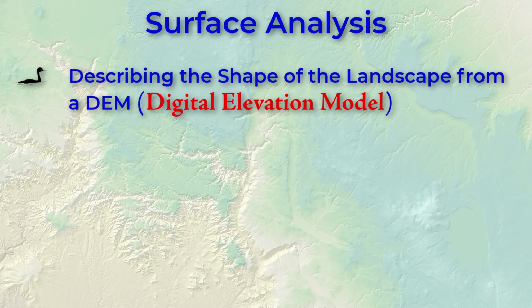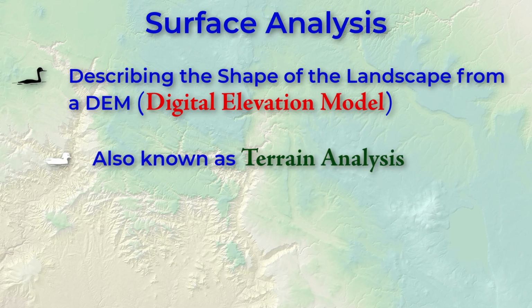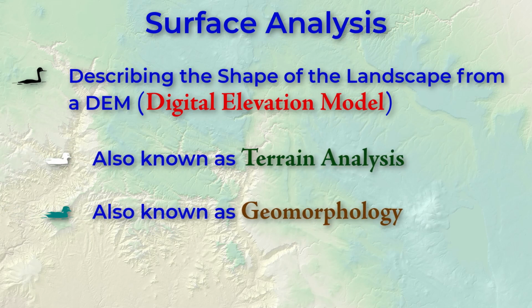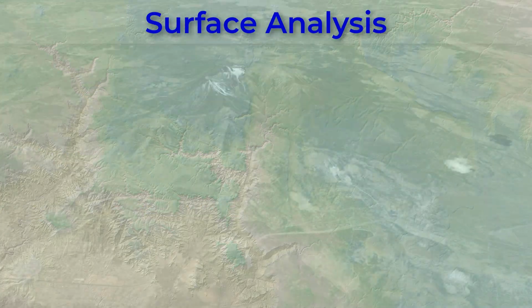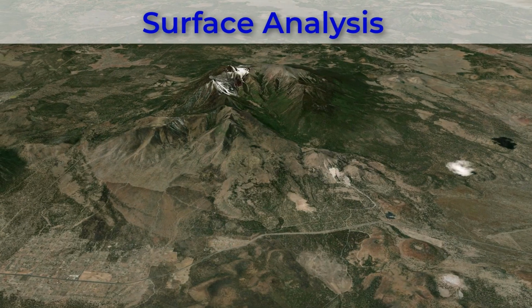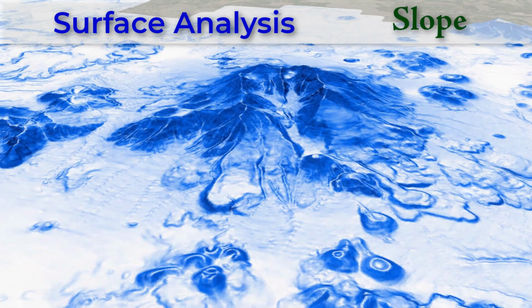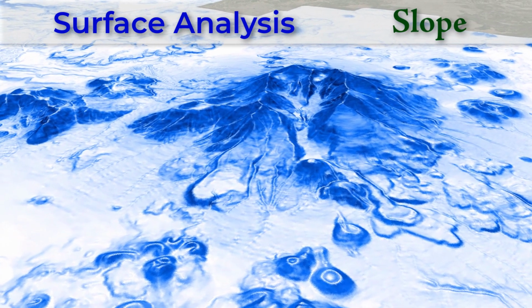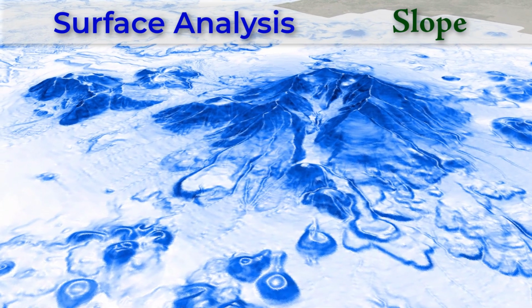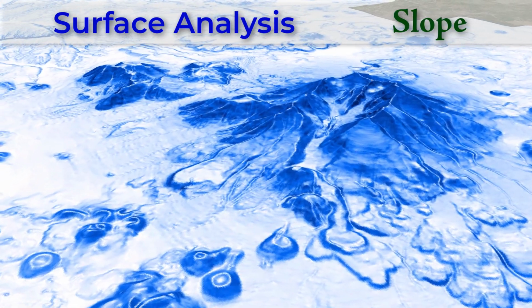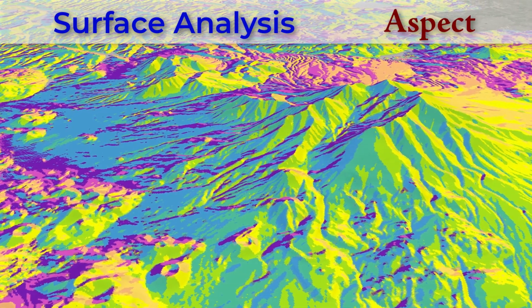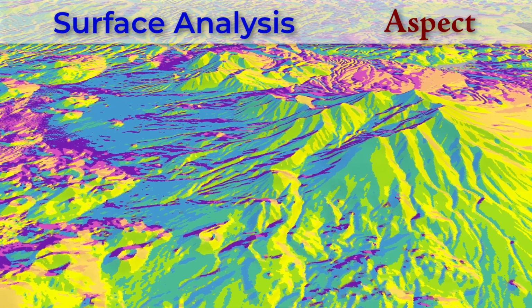This topic is also sometimes referred to as terrain analysis and sometimes geomorphology. Lots of different ways to describe analyzing the shape of the landscape. And in particular, we're going to discuss slope, and we'll discuss a few issues we commonly encounter with slope when we calculate it as a percentage value. We'll also look at aspect and discuss different ways to display and analyze that.